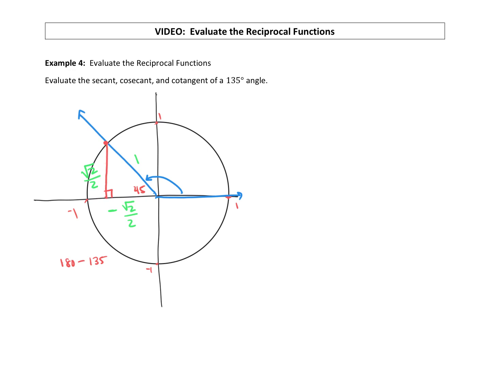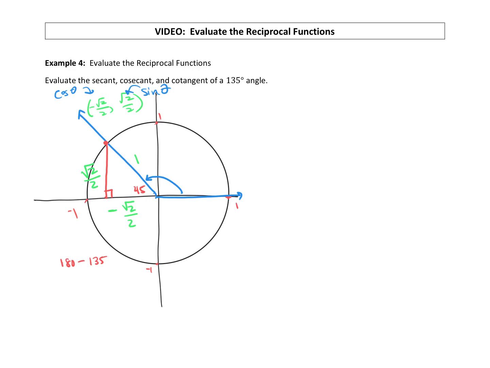Okay, so our terminal point has the ordered pair negative root 2 over 2, comma, root 2 over 2. We'll just remember that cosine of theta is that x value, sine of theta is the y value. Okay, well, what do we need to evaluate? We need secant, cosecant, and cotangent.